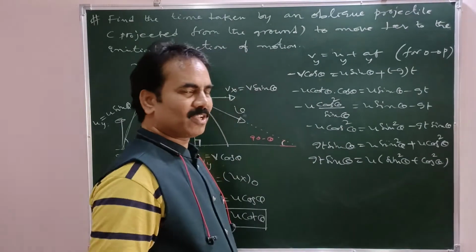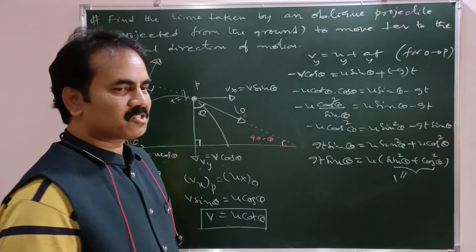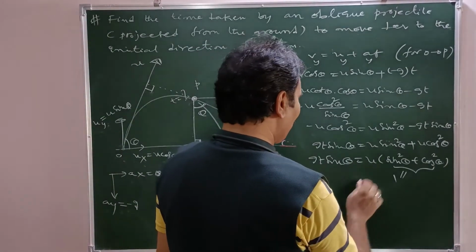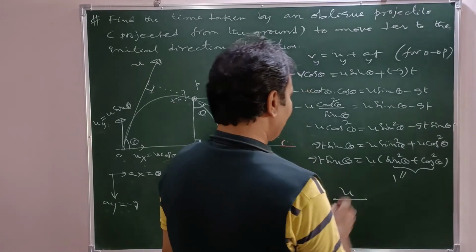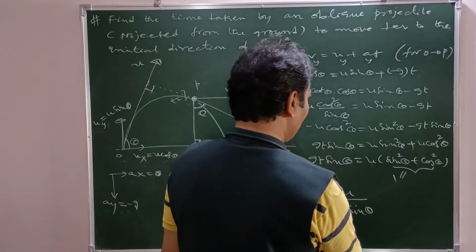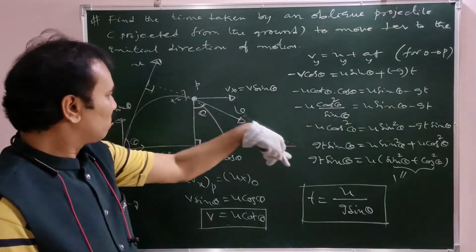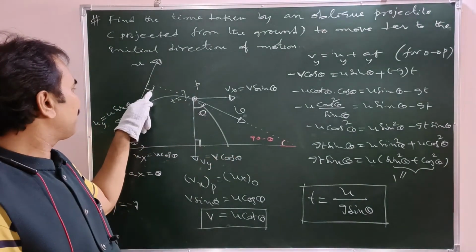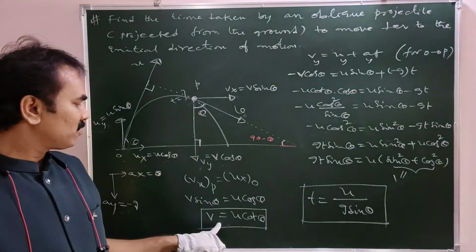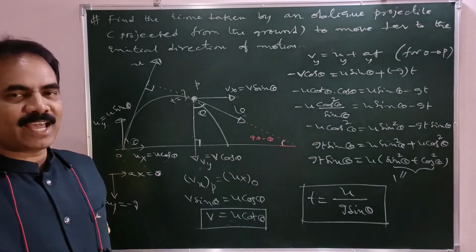Sin square theta plus cos square theta is 1. See, this is number 1. Sin square theta plus cos square theta equals 1. So we are left with T equals U by g sin theta. So this is the time after which the projectile moves perpendicular to the initial direction of motion. So at that position, what is the speed of the projectile? U cot theta, where U means speed of projection and theta means angle of projection.